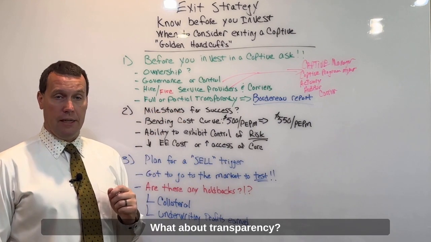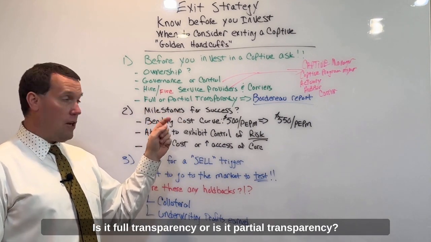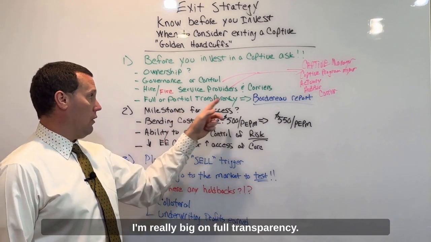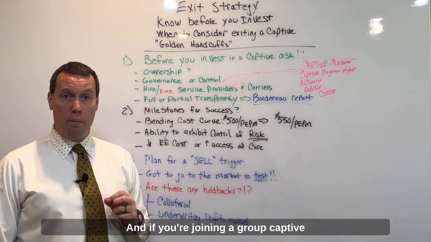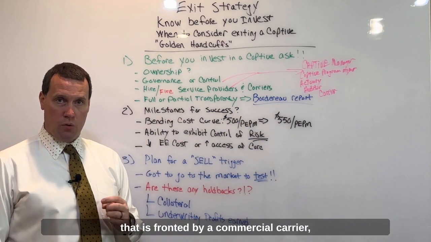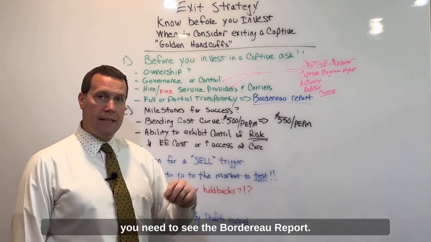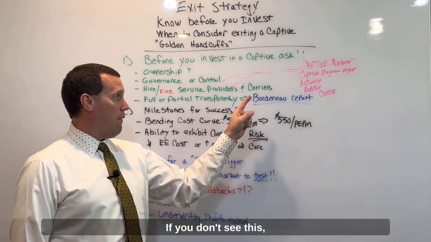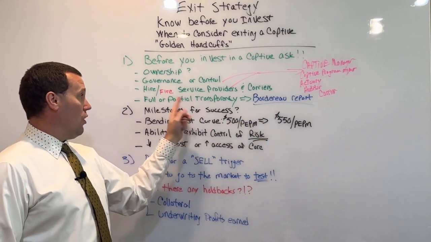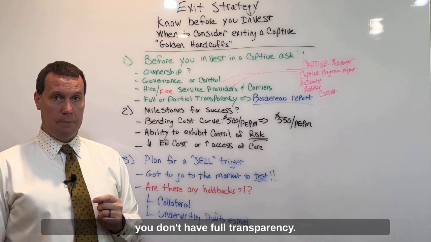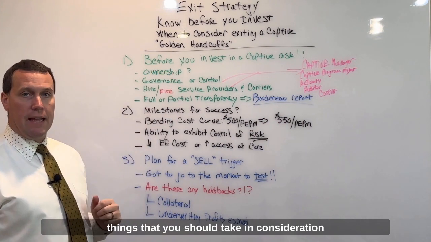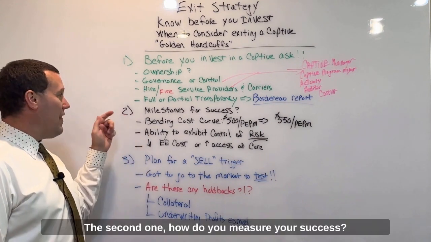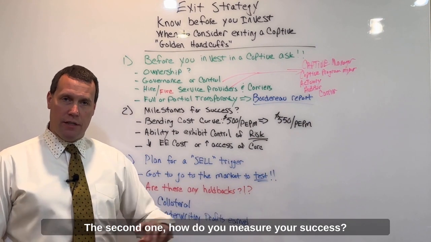If you have control and you have access and hire-fire ability to the service providers, what about transparency? Is it full transparency or is it partial transparency? I'm really big on full transparency, and if you're joining a group captive that is fronted by a commercial carrier, you need to see the bordereau report. That's where the secrets are hidden. If you don't see this, you don't have full transparency. So these are just a couple of things that you should take into consideration before you invest in a captive solution.